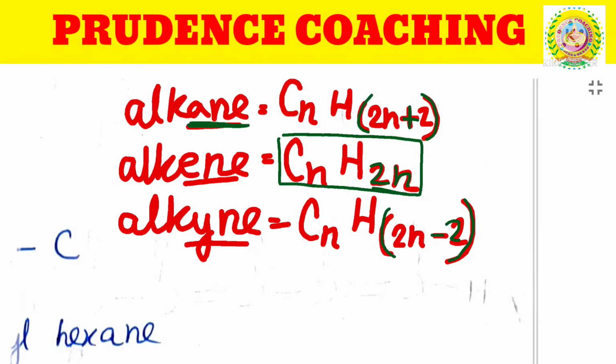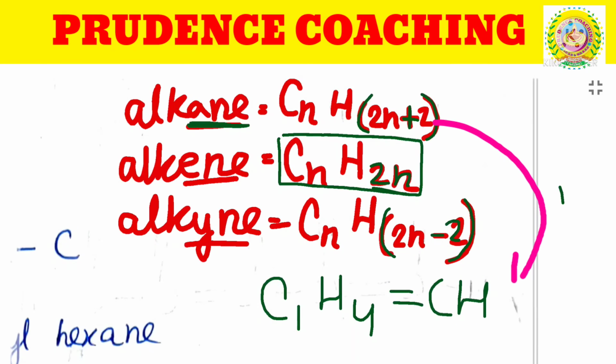So in this alkane, if the value of n is 1, that is 1 carbon is there, then you will get here C1 H(2n+2), that is H2 into 1 plus 2. You will get H, 2 ones are 2 plus 2, that is 4, CH4 as the first element of alkane.